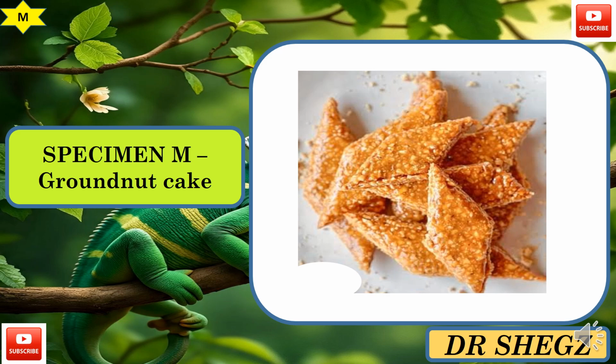I think after the exam we'll just carry groundnut cake, quickly process some of the cassava into gari, use the water, specimen C. We are good to go.